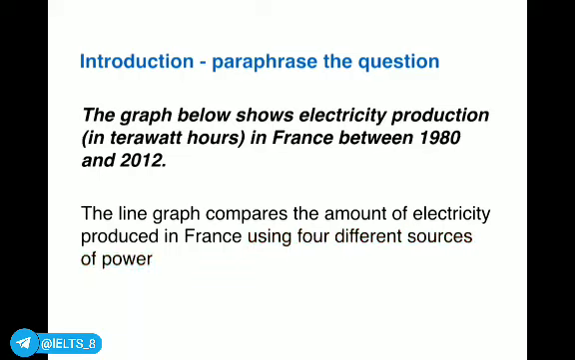And finally, we need to get the dates between 1980 and 2012. A nice way to change that is talking about the length of the period over a period of 32 years. The full introduction is finished then. The line graph compares the amount of electricity produced in France using 4 different sources of power over a period of 32 years. Now we can move on to paragraph 2, the overview.